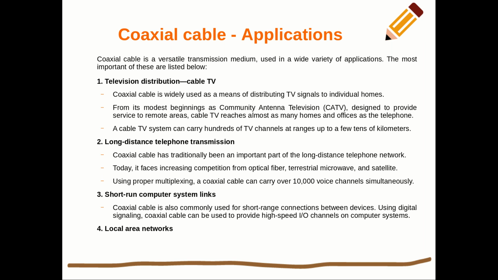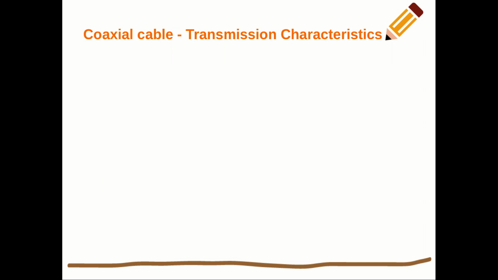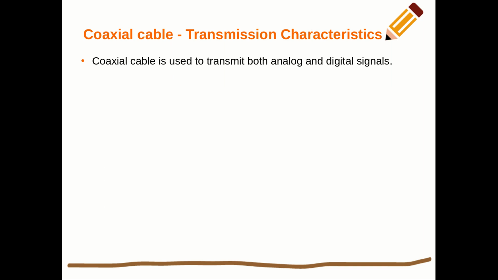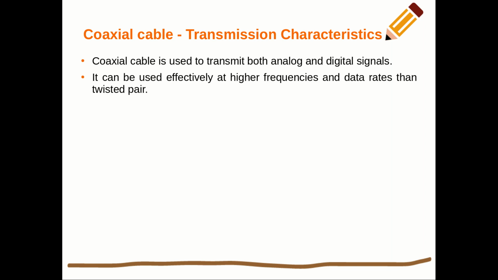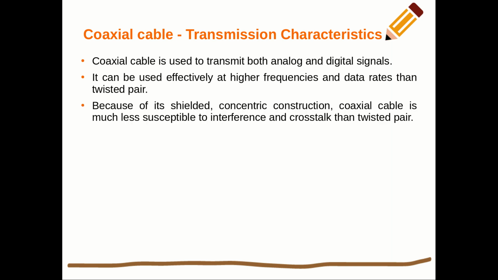So for that backbone and for connecting the private branch exchanges, in that way you can make use of coaxial cable. So short run computer system links and local area networks. Now some of the transmission characteristics. Just like twisted pair, here the coaxial cable can also be used to transmit both analog and digital signals. It can be used effectively at higher frequencies and data rates than twisted pair, which we already saw. Definitely higher frequency and data rates are provided by it compared to twisted pair.